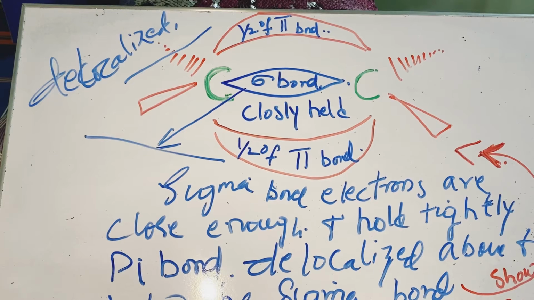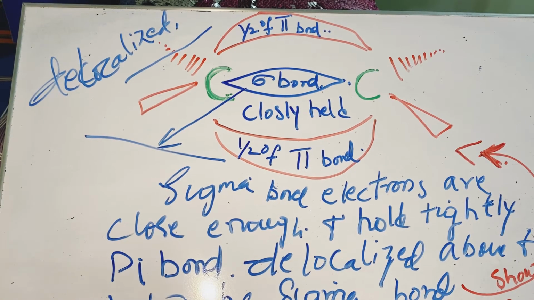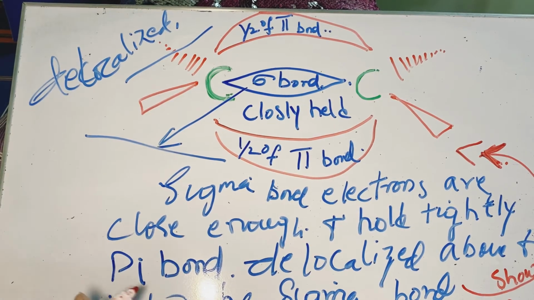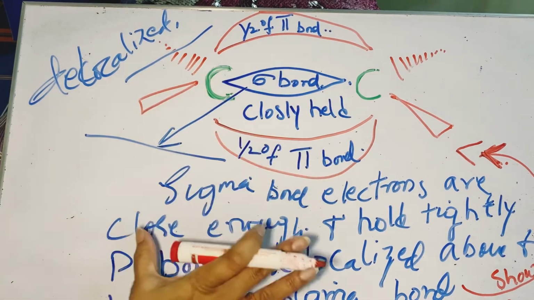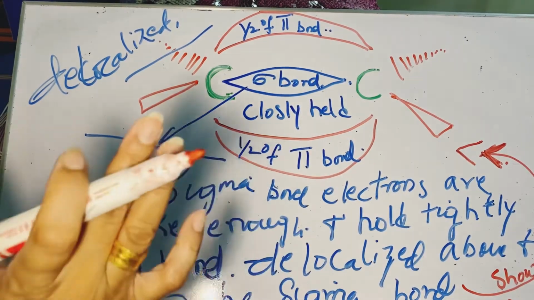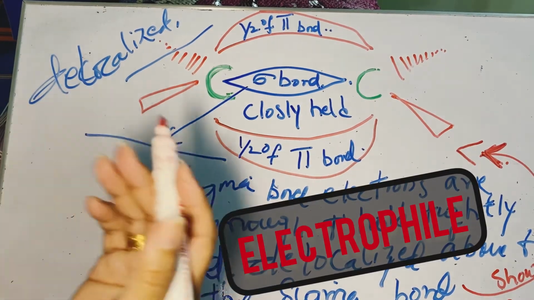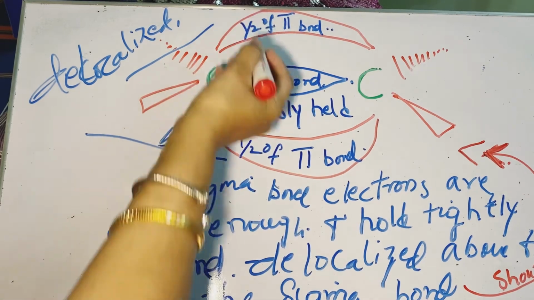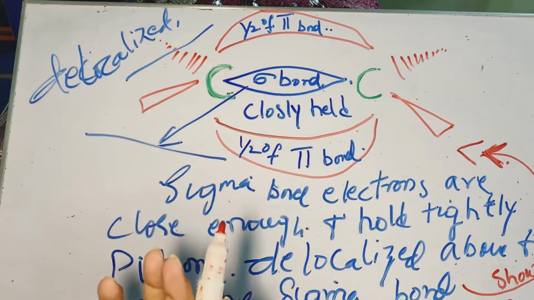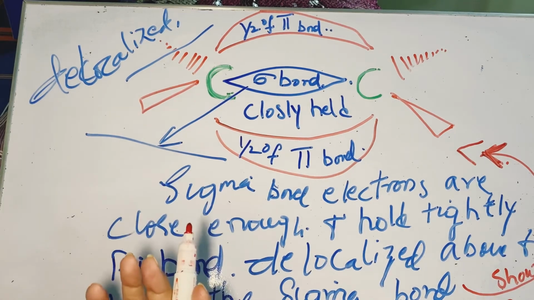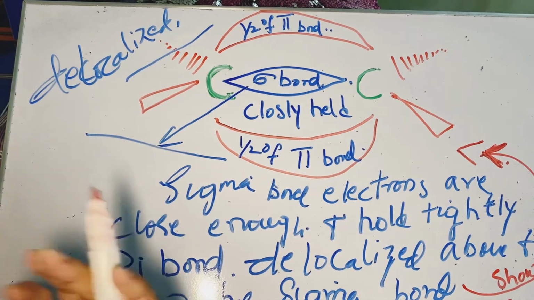Okay, so as you can see in the figure, these sigma bond electrons are close enough and hold tightly, whereas the pi bond is delocalized above and below the sigma bonds. This is what is happening here. Now what happens is that an electrophile, which means electron loving, has an affection for these electrons that are loosely held, right?